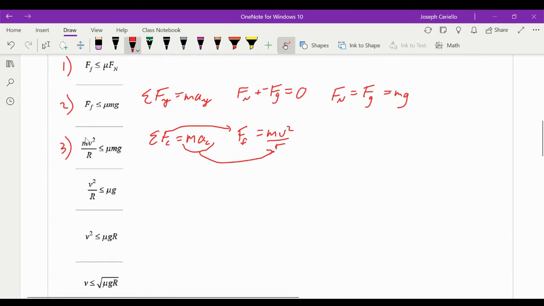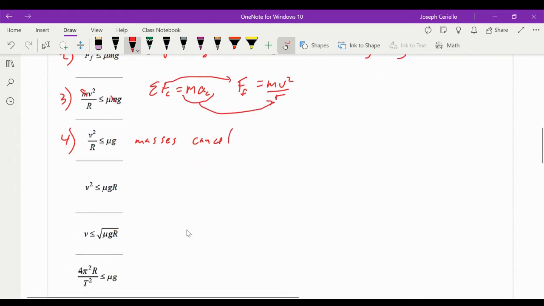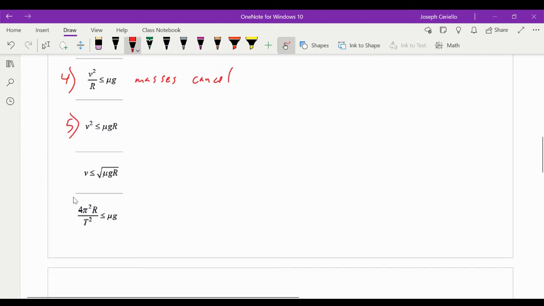How did this next step occur? The masses cancel out. Here they multiplied both sides by r. I don't think I need to mention that. And then here they took the square root of both sides. Now, what went on from here to here? From 6 to 7, a lot just occurred here.